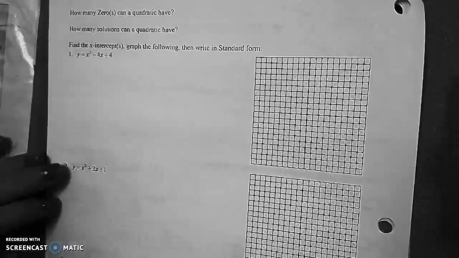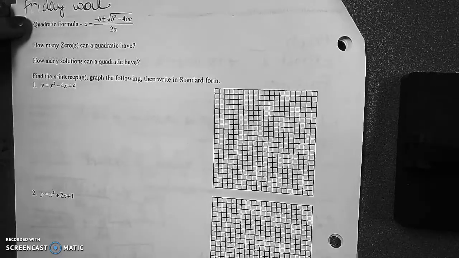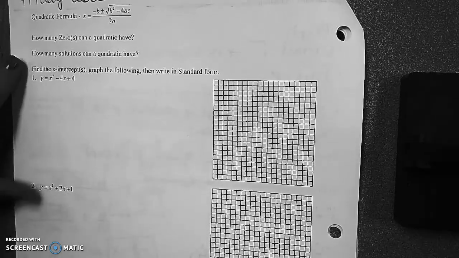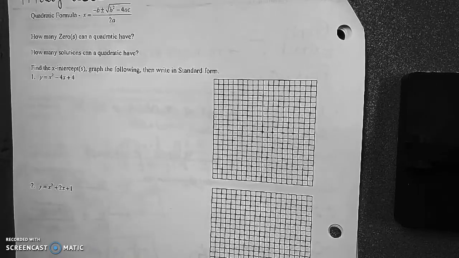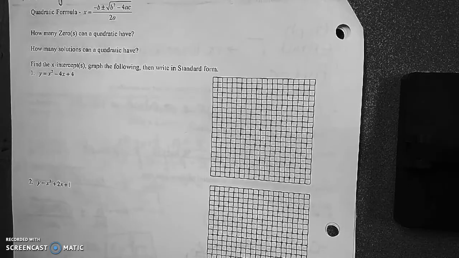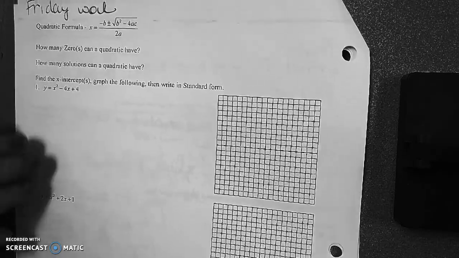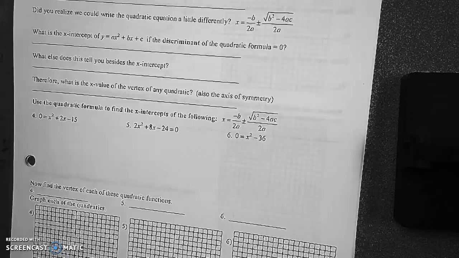So what you're actually going to spend some time doing today is investigating the quadratic formula. You're going to work this first page, and it says for you to find the x-intercepts and graph it. And to find the x-intercepts, you are specifically going to use the quadratic formula. So you need to do this first page.